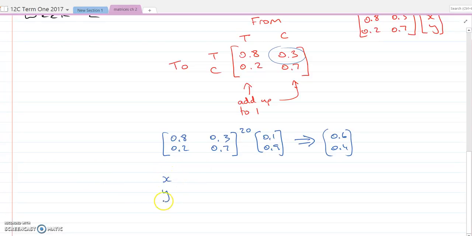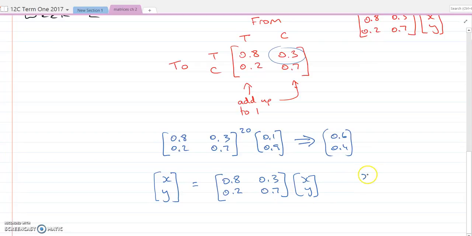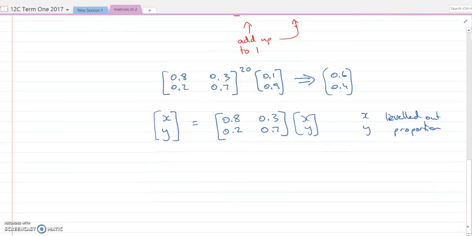So what's going to happen if this does level out is we're going to get an equation like this: the matrix times (x, y) equals (x, y). So let's say (x, y) is the proportion that it's leveled out to. This is the leveling out proportion, and that means that each week it's not going to change. Maybe there's a more elegant way to express that, but that'll do.